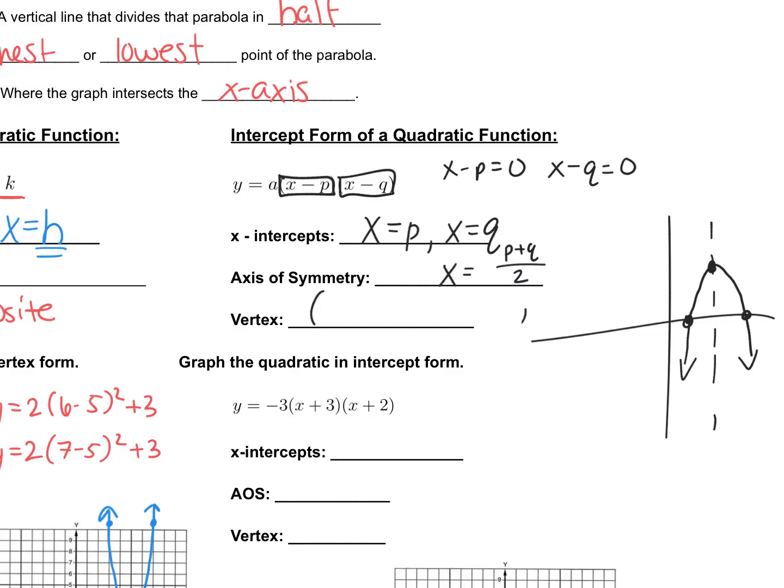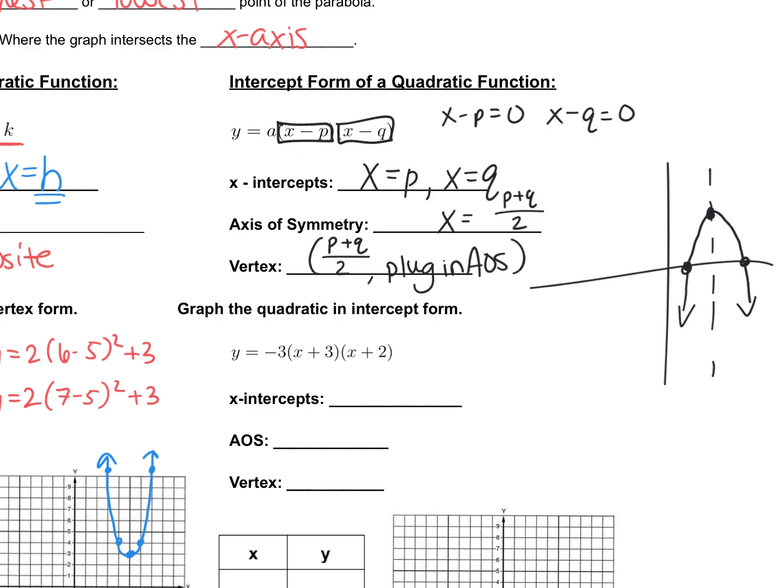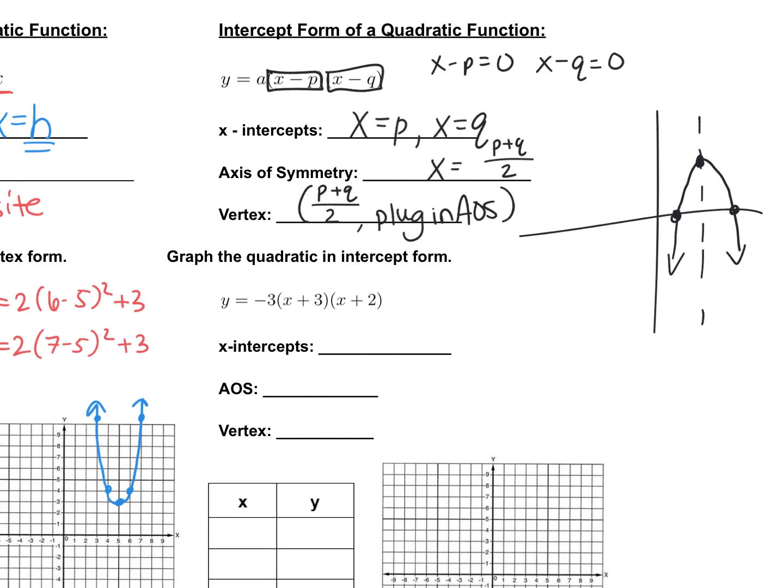To get the rest of the vertex, remember the x-coordinates of the vertex and the axis of symmetry are always the same. And then I'm going to take that value and plug in that axis of symmetry to our equation. So for example here, I want to first start by finding my intercepts. So I'm going to take x plus 3 equals 0, x plus 2 equals 0, and then I can solve those. So my x-intercepts are at x equals negative 3 and x equals negative 2.